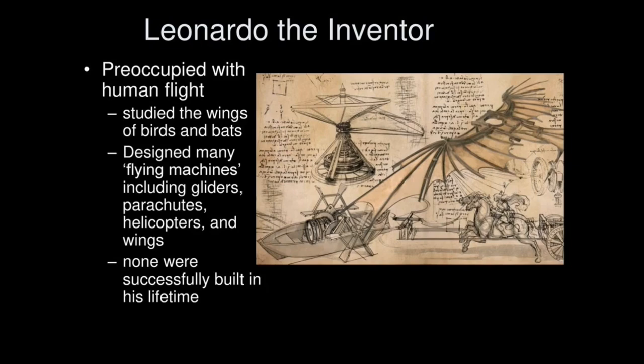He was preoccupied with human flight, and he studied the wings of birds and bats. He designed many flying machines, including gliders, parachutes, helicopters, and wings. None were successfully built in his lifetime. We can say that he anticipated his time, and his inventions were not totally or clearly understood by his contemporaries.